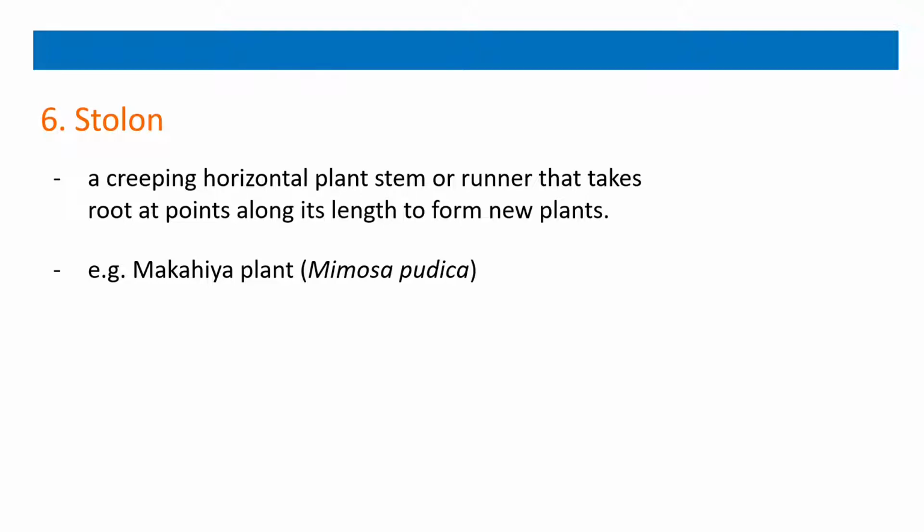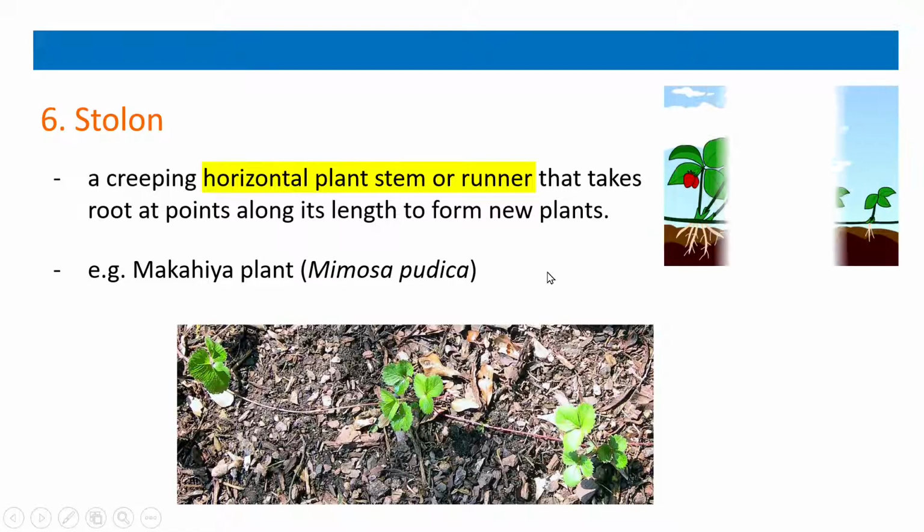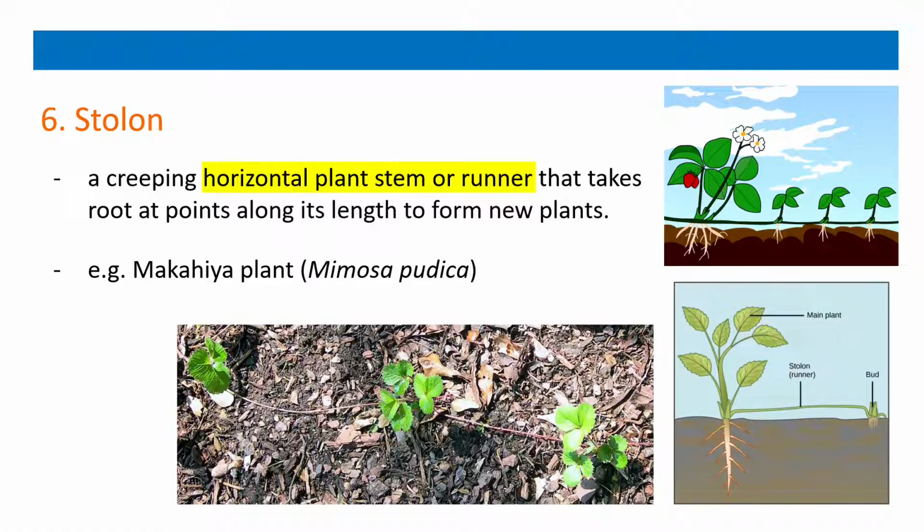Now, for the last of the asexual means of reproduction in plants, it's number 6, which is S for Stolon. This is defined as a creeping horizontal plant or runner, and that's the most important thing you have to remember for Stolon: horizontal plant stem or runner that would be taking root at points along its length to form new plants. One of the examples for the Stolon would be the Makahiya plant, Mimosa pudica, and other plants that have runners or horizontal plant stem. Now here's a short video showing the propagation of plants using stolons.